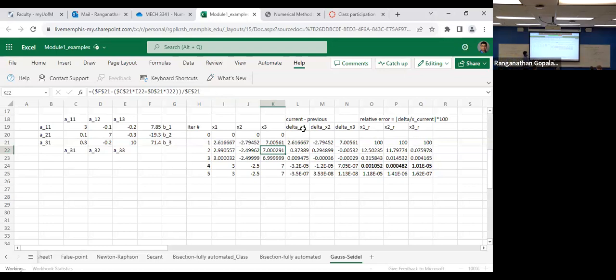All right, good. So again, take a pause from writing, doing, look up. So we have data of the first iteration: 2.61 something, 2.79 something, 7.005. The delta value is defined as the current minus previous entry. 2.6167 minus 0, which is the previous value, and 7.005.